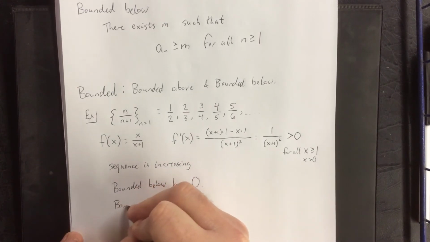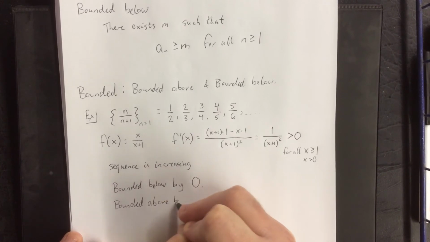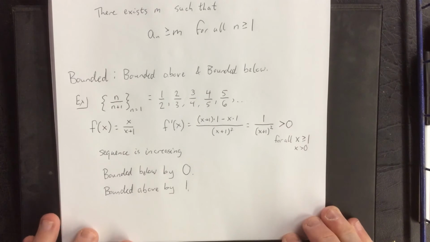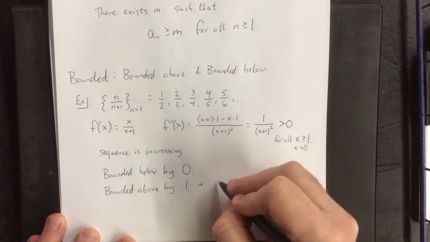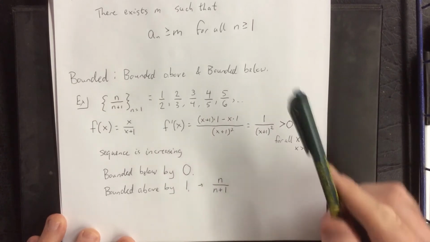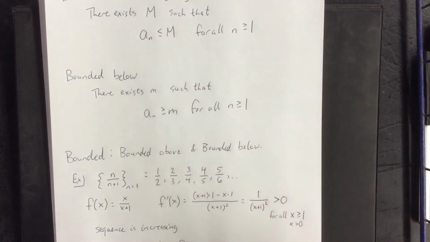I'm also going to make a claim that this thing is bounded above by 1. And here's how I can support this claim. I'm going to put n over n plus 1, and I'm going to go with the definition of bounded above and say that this thing will be less than or equal to 1.